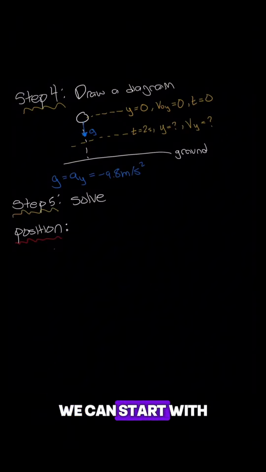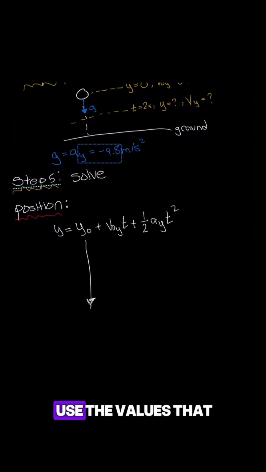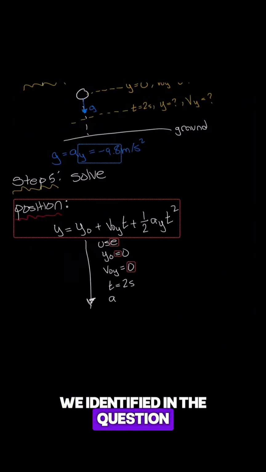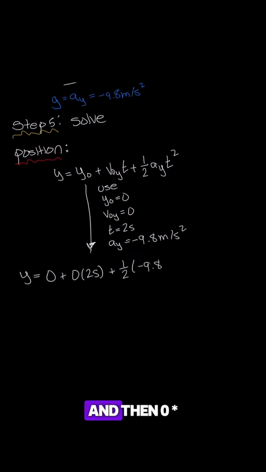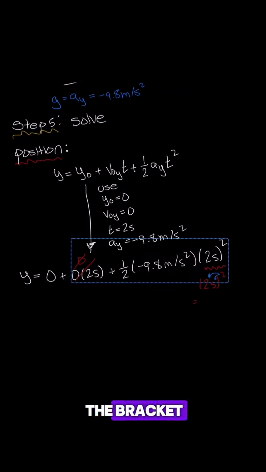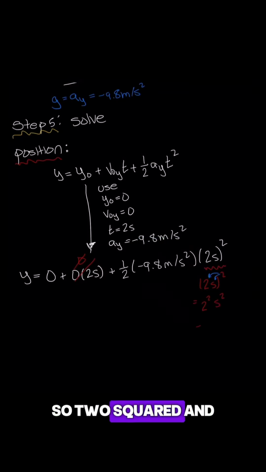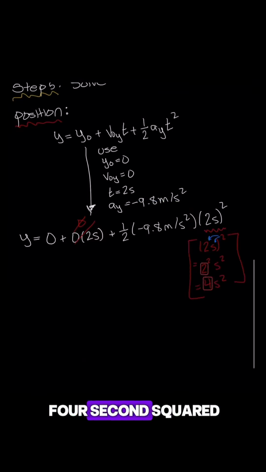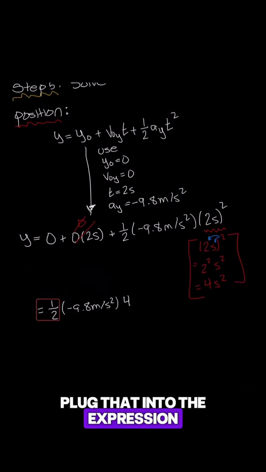For the position, we can start with the position equation, and then we can use the values that we identified in the question and plug these into the formula. Then 0 times 2 is equal to 0, and then we can distribute the square into the bracket, remembering to square each term. So 2 squared and seconds squared, we get 4 seconds squared, and then we can plug that into the expression and we get this here.